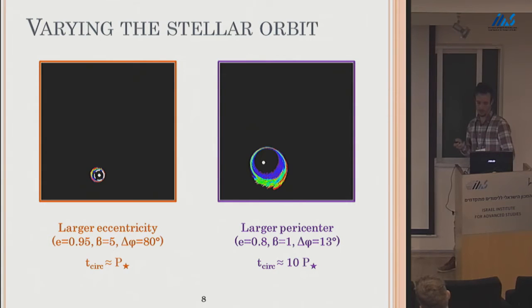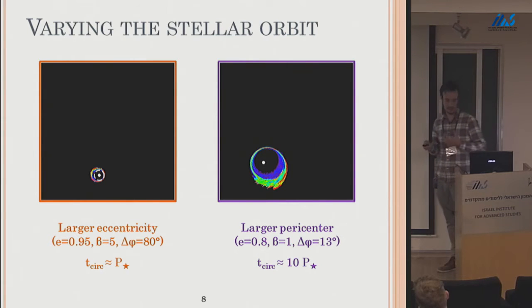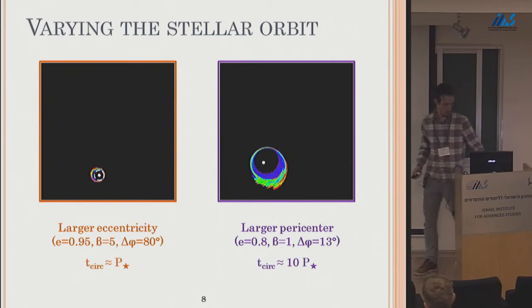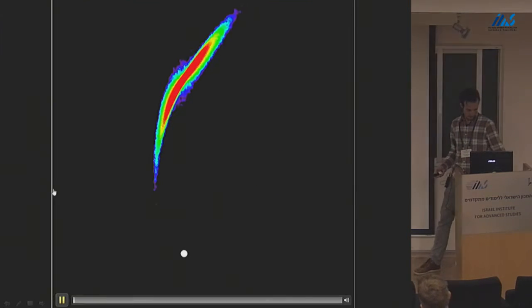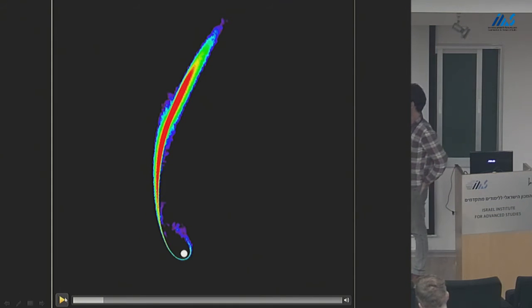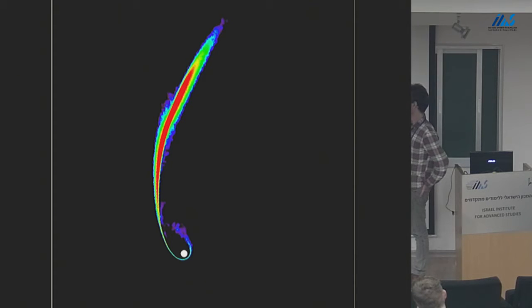And now I would like to get more speculative, trying to understand to what extent these results can be extrapolated to the case of parabolic orbits. The main difference between a bound orbit and a parabolic orbit is that instead of having all the debris involved in the disk formation, there is a long stream of gas here and only its tip is involved in the disk formation.